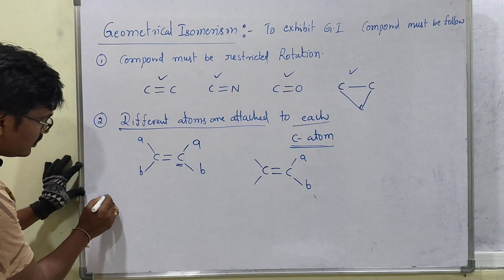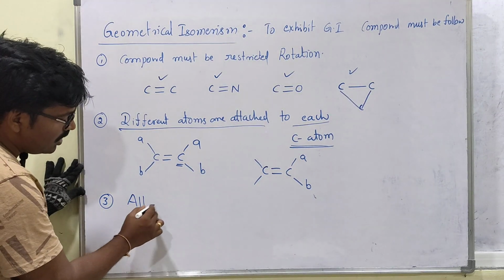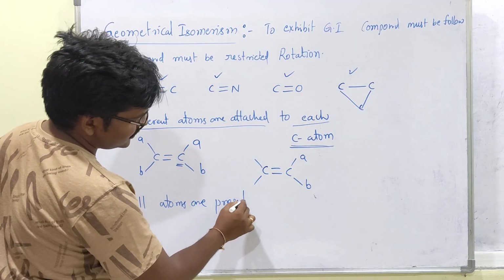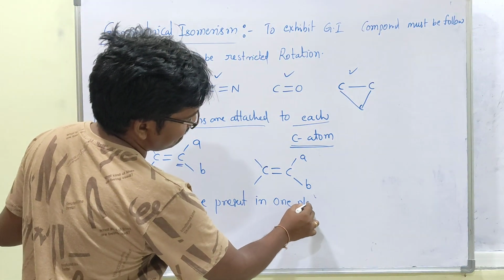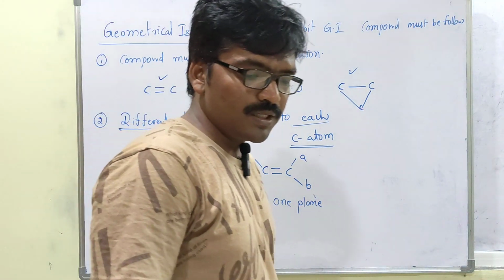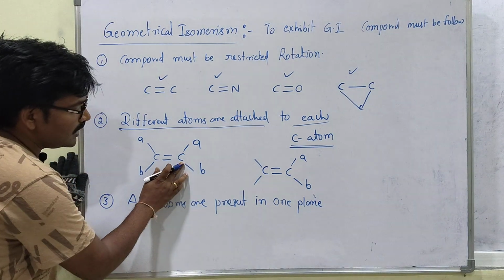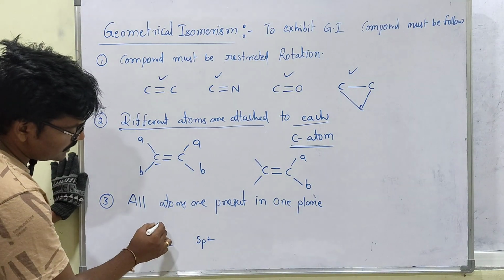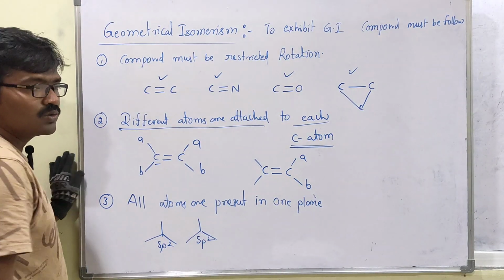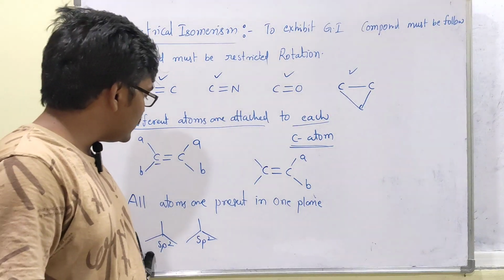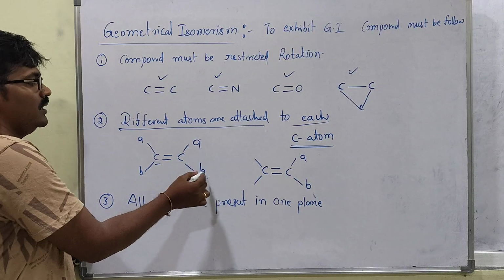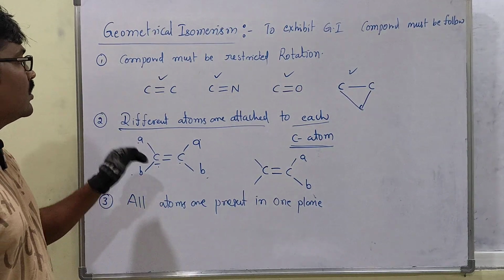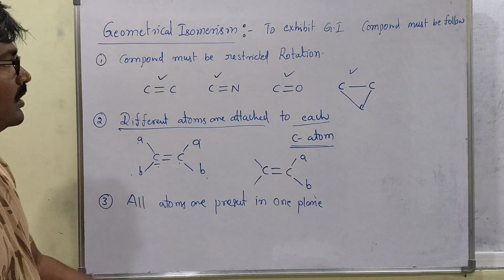Then the third condition is that all atoms are present in one plane. For example, this double bonded carbon atom is sp2 hybridized, and so is the other, and sp2 hybridized means trigonal planar. So all the atoms are present in one plane, including A, B and the other substituents. That is what we mean by all atoms being present in one plane.